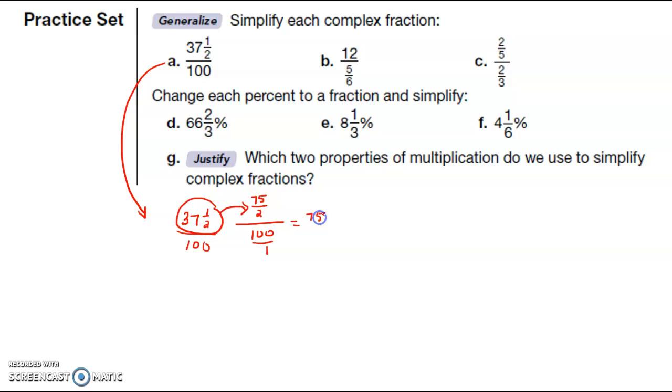Another way to write this would be divided by 100 over 1. I'm going to keep change flip. So my 75 over 2 remains. This changes to multiply, and then I have 1 over 100. If I multiply this out, I get 75 over 200. I'm going to divide by 25. I get 3 over 8, and that's my answer.